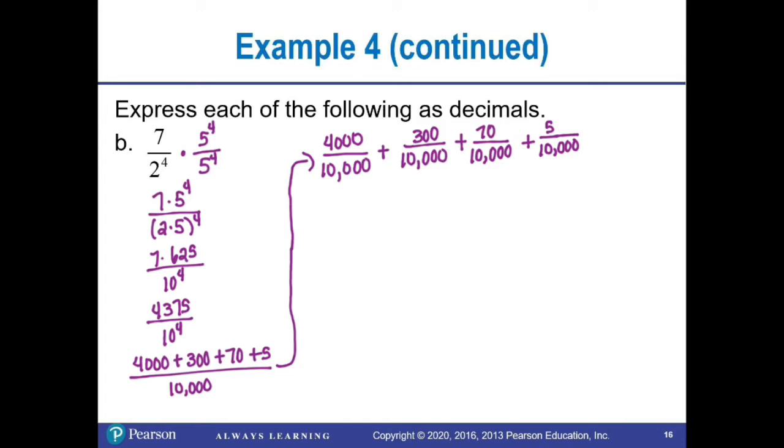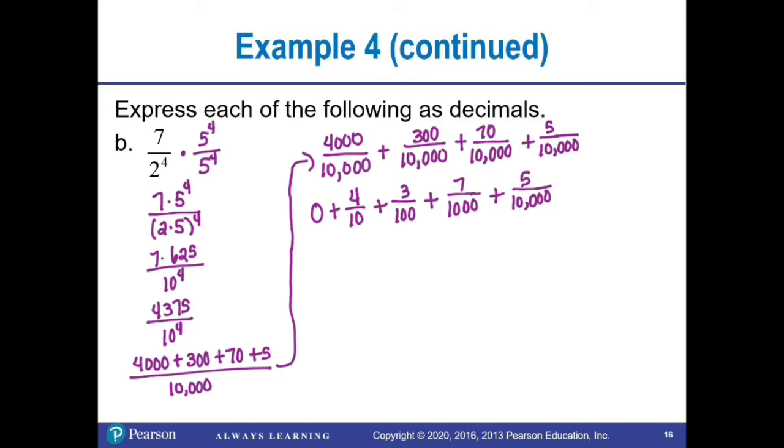When I simplify each of these fractions, I want to simplify so that I keep a power of 10 in the denominator. Well, 1,000 goes into 4,000 and 10,000. 1,000 goes into 4,000 4 times, goes into 10,000 10 times. Now notice I put the 0 here because I don't have anything in that ones place. Then 100 goes into 300 3 times and into 10,000 100 times. 10 goes into 70 7 times and into 10,000 1,000 times. And then we have 5 over 10,000.